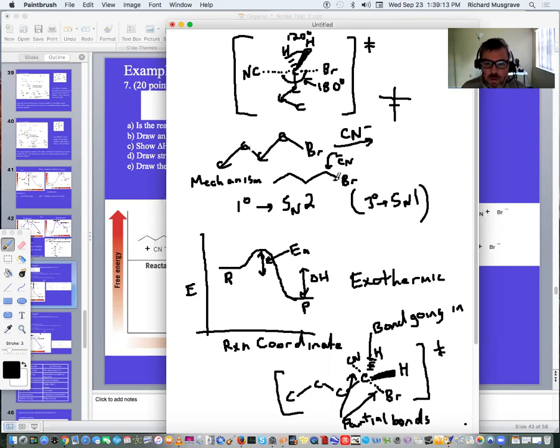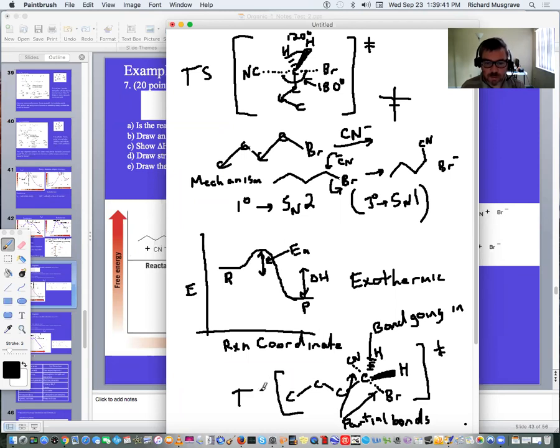Now, if you don't know that the negative's on the C, that's okay. I'll understand that. But on a CN negative, that's where the negative charge resides. And with the arrows, you're telling that story about the CN coming in and the Br leaving simultaneously. So that's the difference. That's the mechanism, and these are transition states.